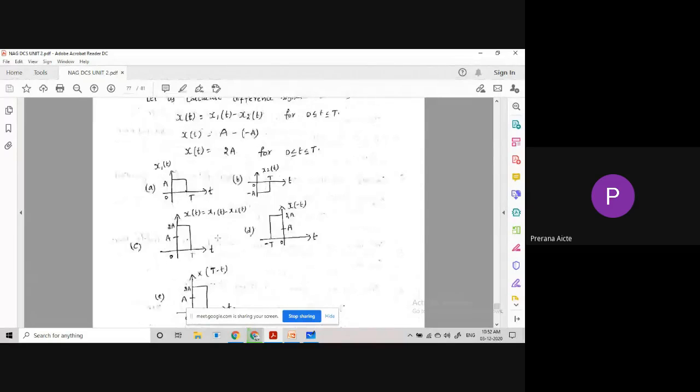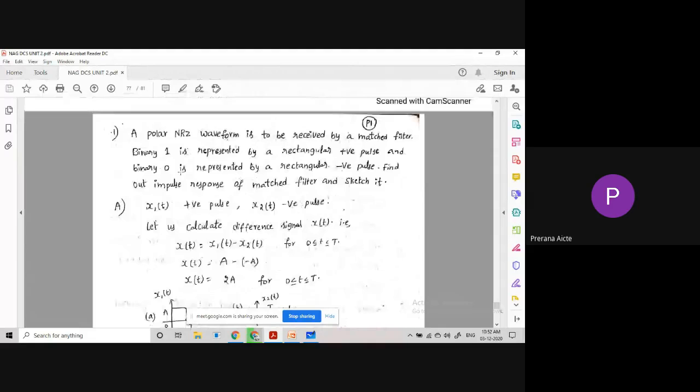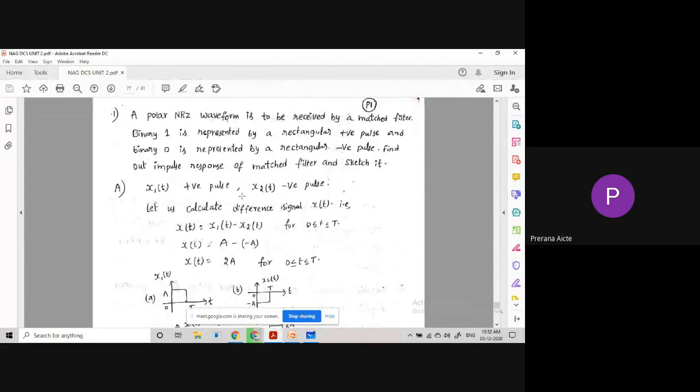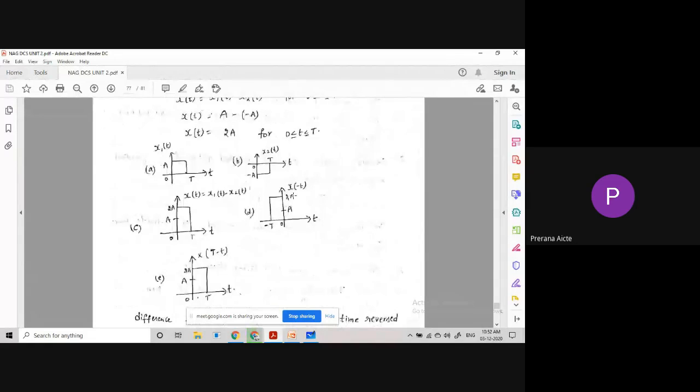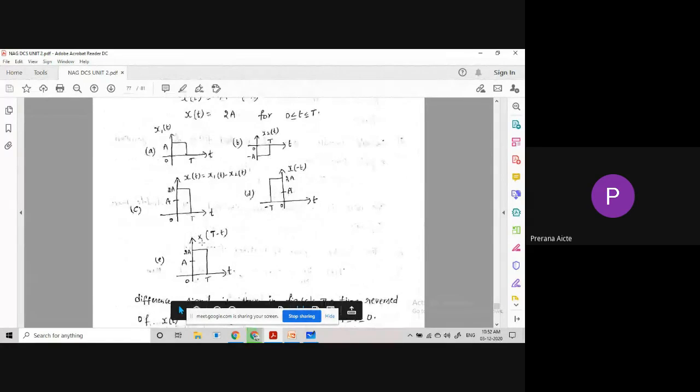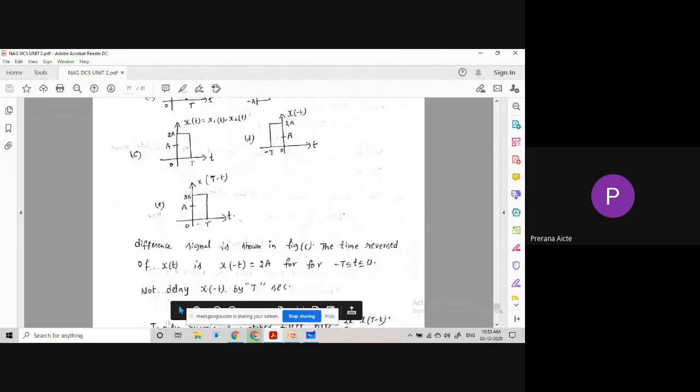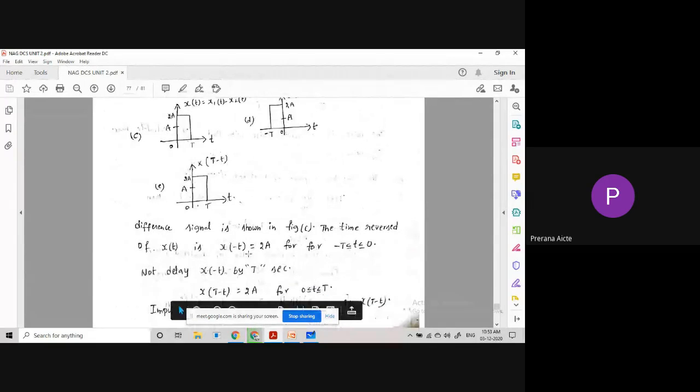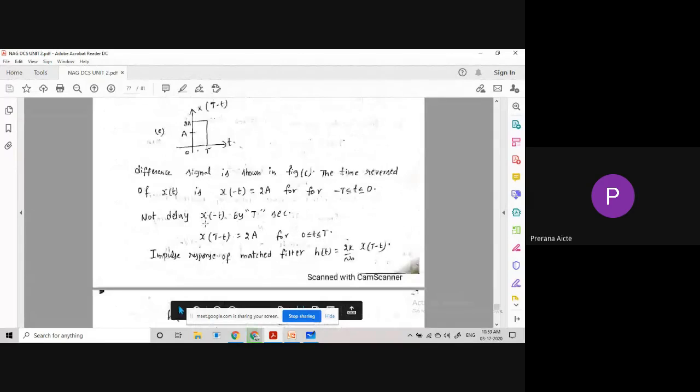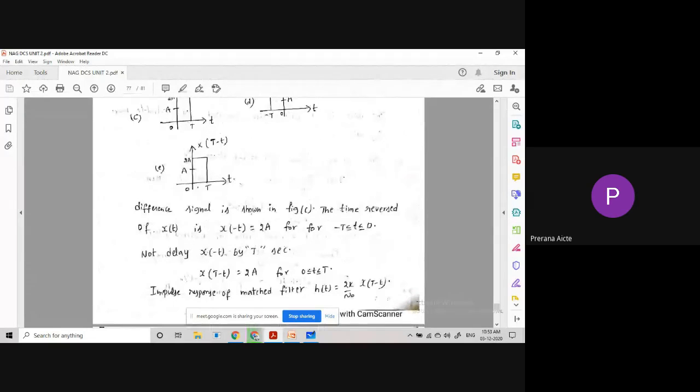Why? Because we are going to find the impulse response of the matched filter. What is the formula? Small h of t equals 2k by N naught into x of T minus t. That's why first we find the time reversal of the signal, x of minus t, then its time shifted signal x of T minus t, which is nothing but 0 to T having amplitude 2a. So the time reversal of the signal x of t is x of minus t, which we have drawn. Now delayed by T, that is x of T minus t, which equals 2a.